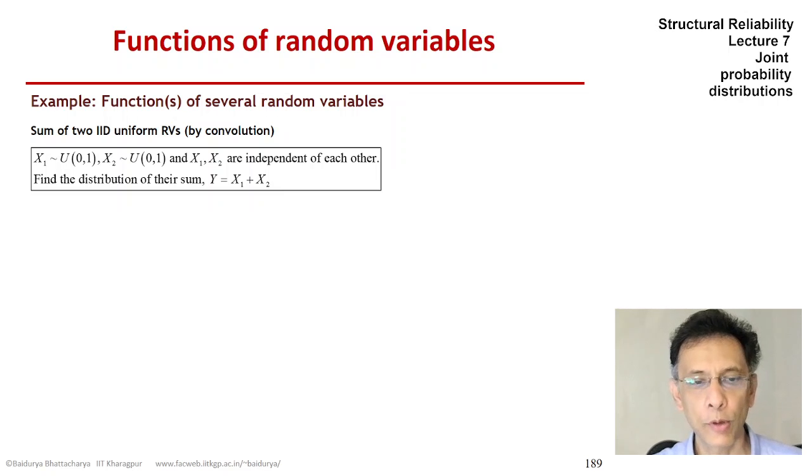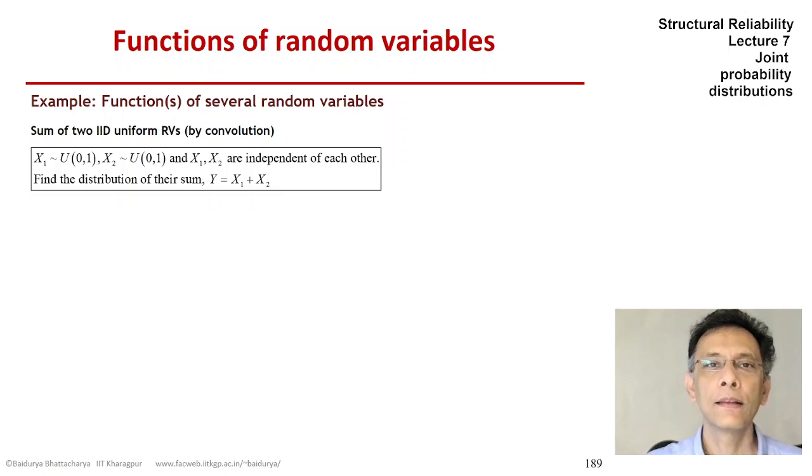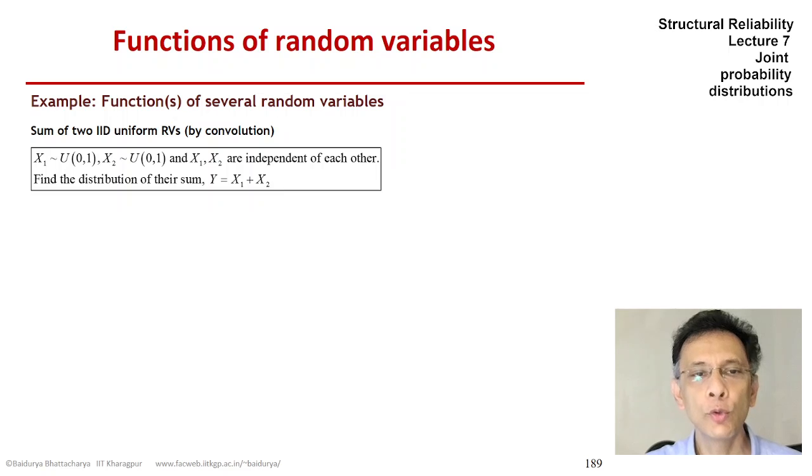In the second set of problems, we look at the sum of two IID uniform random variables. We'll solve this problem in two methods. The first one is by convolution, which is what you see on this slide. And in the next one, we are going to solve by transformation of variables.